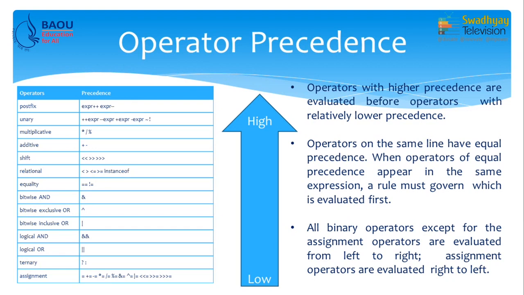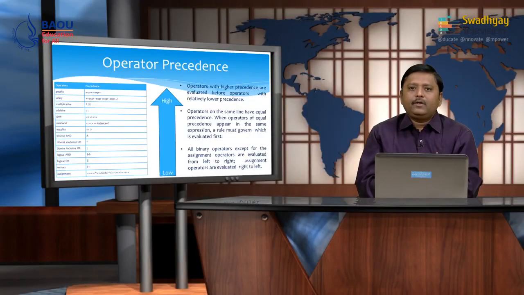Then when operators of equal precedence appear in the same expression, a rule must govern which is evaluated first. Now, all binary operators except for the assignment operator are evaluated from left to right, and assignment operators are evaluated from right to left. Now, we understand this operator precedence with one example. So, you can have a better idea about operator precedence, but for that you have to remember this table.